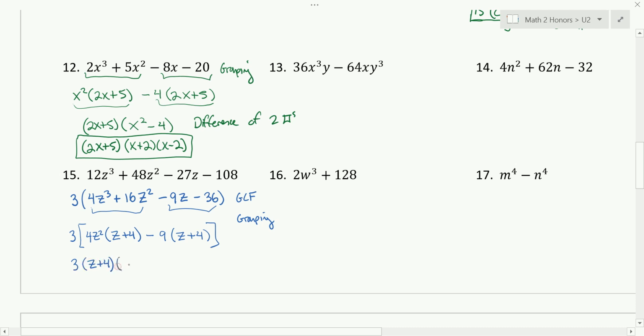And what's left? 4z squared minus 9. All right. We done? No. Still not done. Why not? A difference of 2 perfect squares. So now I'm doing a third type of factoring here.